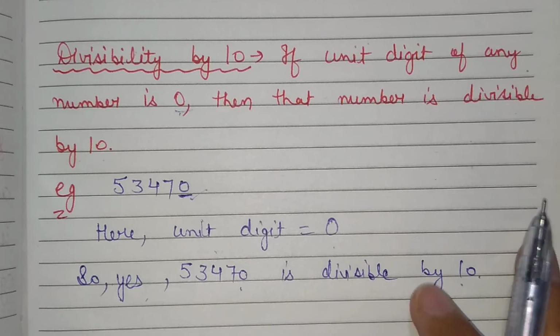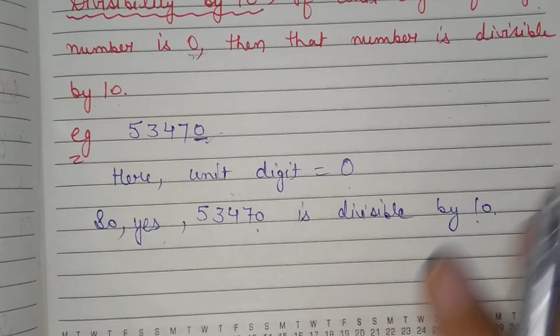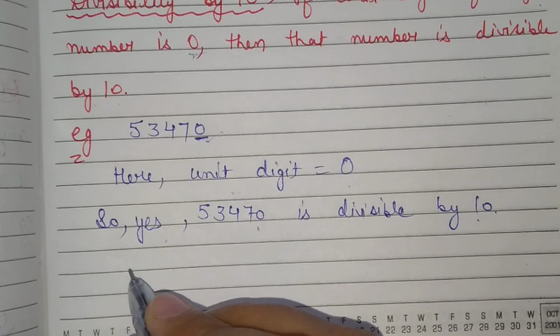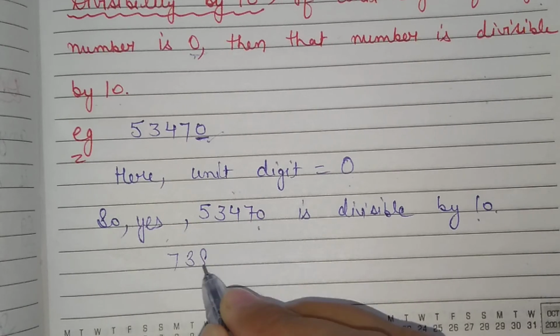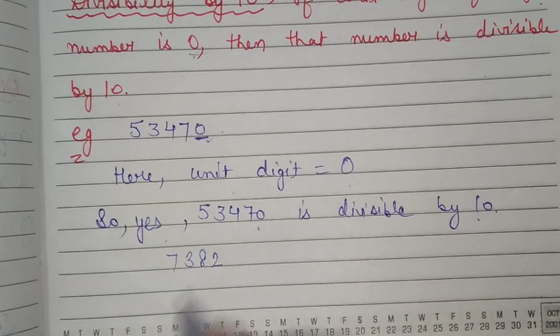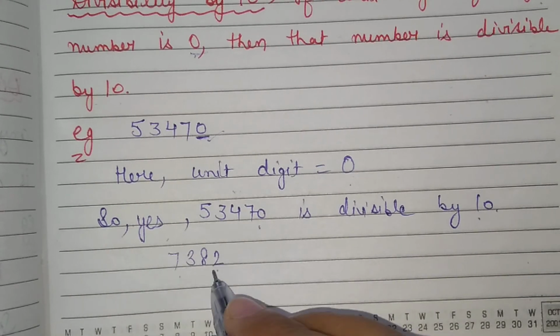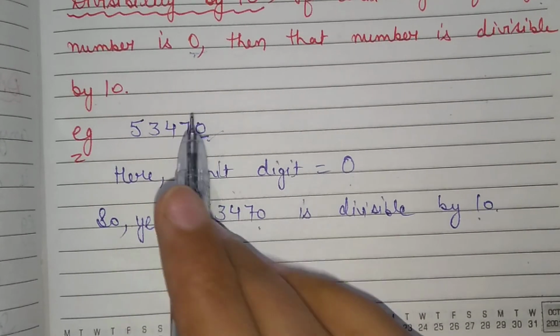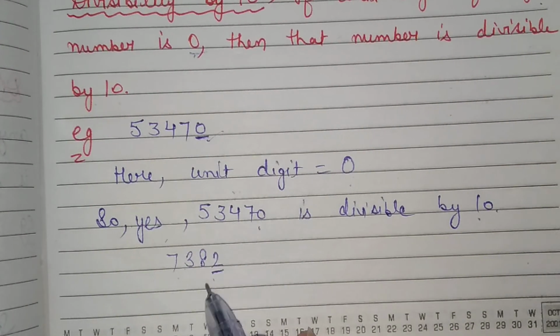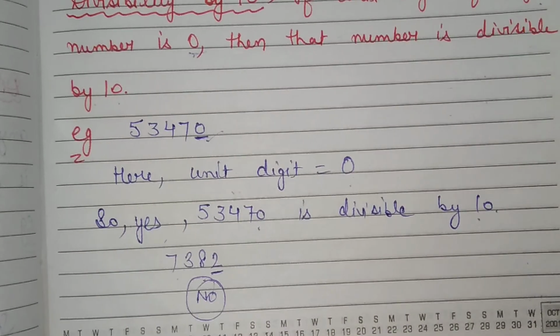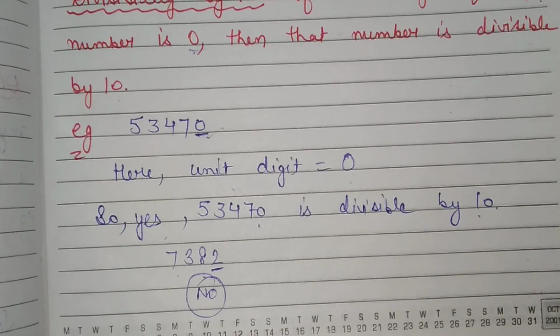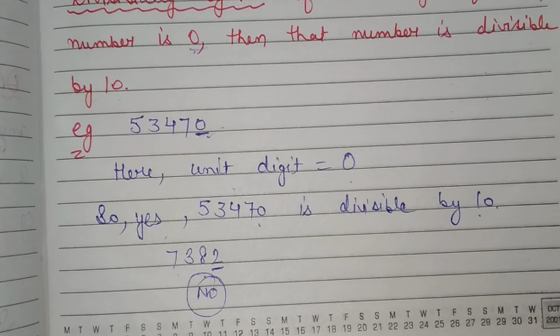Now for better understanding, let us take one more example. Suppose a number is 7382. Now what is the unit digit here? 2, and 2 is not there in the list, so we shall say that no, it is not divisible by 10. I hope all the 3 divisibility rules are clear to you.